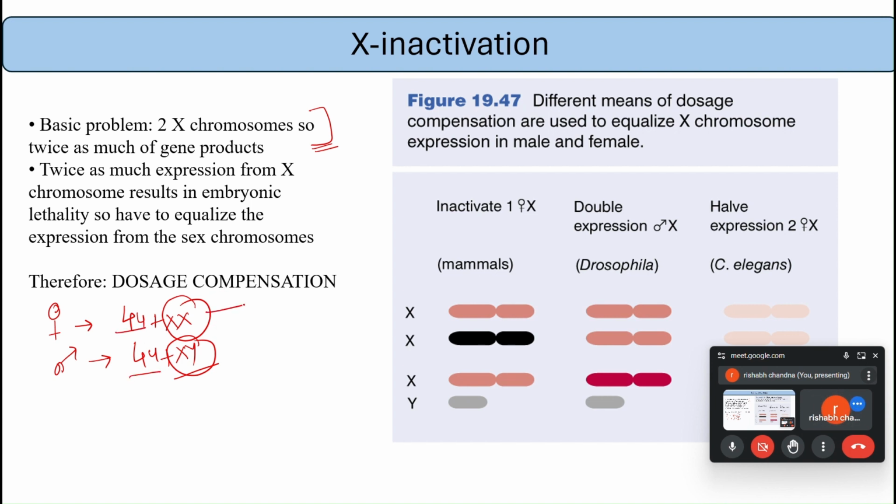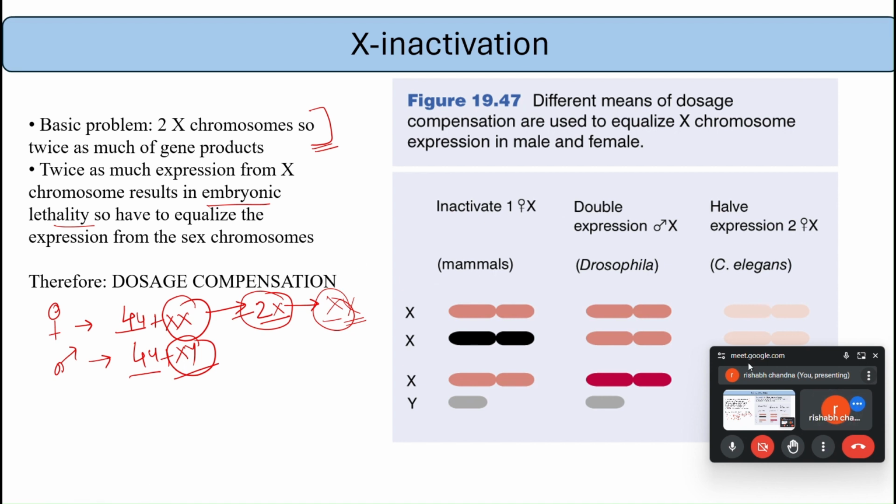There are two copies of the X chromosome, and if both copies express themselves, this leads to the production of twice the number of gene products. This double expression leads to embryonic lethality. So to equalize the expression, nature has evolved a mechanism so that one of these X chromosomes is repressed from expressing its genes. This is also called dosage compensation.